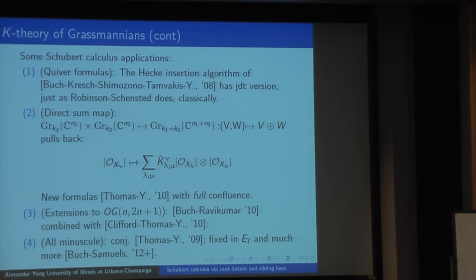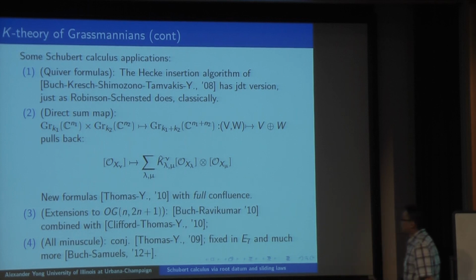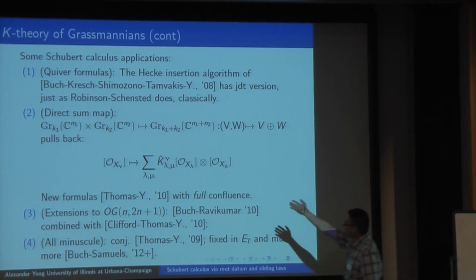The second statement that I want to make may be a little bit controversial, but let me state it in the following way. You have an obvious map between a product of Grassmannians and a bigger Grassmannian. That's called the direct sum map. And so that pulls back, at the level of homology or K-theory. And that means that you get an expression that pulls back a Schubert structure sheaf over here into a sum of tensor products of Schubert structure sheaves over there. And so you get some structure constants over here.